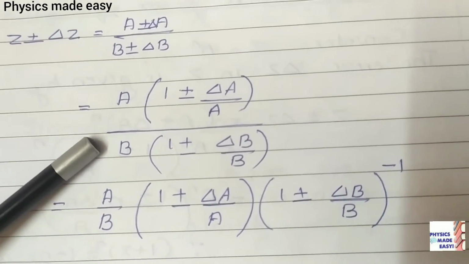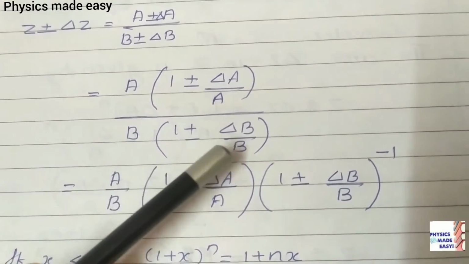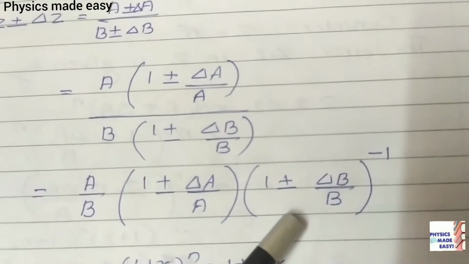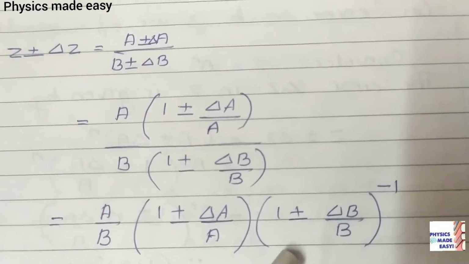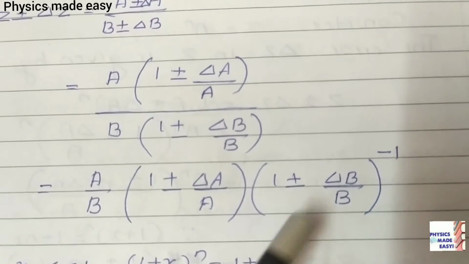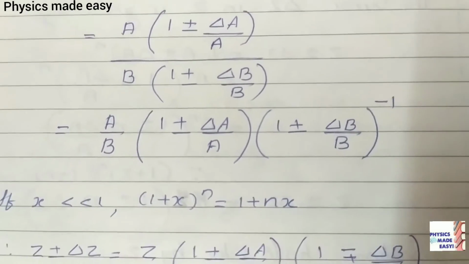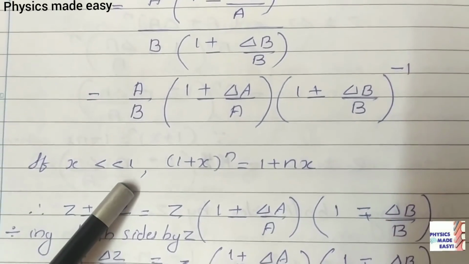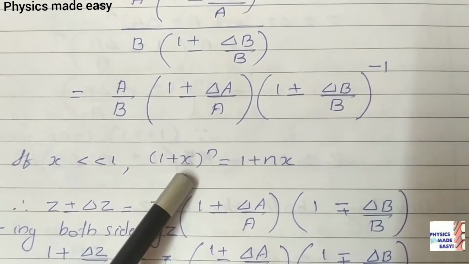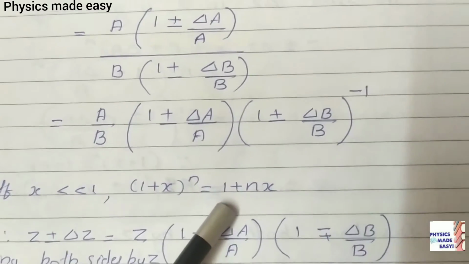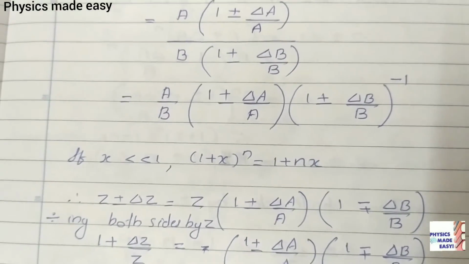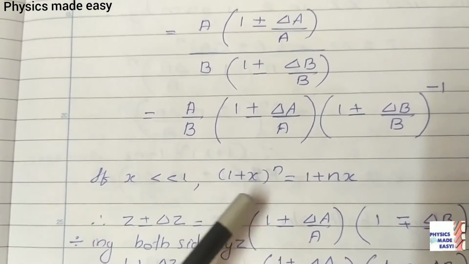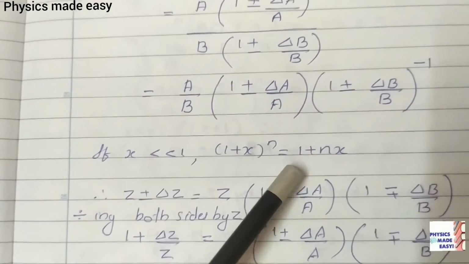Here you can see 1 plus or minus delta B by B in the denominator. In this step you can see that it is in the numerator. So 1 plus or minus delta B by B, the whole raised to minus 1. Then children, if x is very much less than 1, we can write 1 plus x the whole raised to n as 1 plus nx. Other terms no need to consider if x is very small. If you are expanding this 1 plus x the whole raised to n, we can take 1 plus nx.